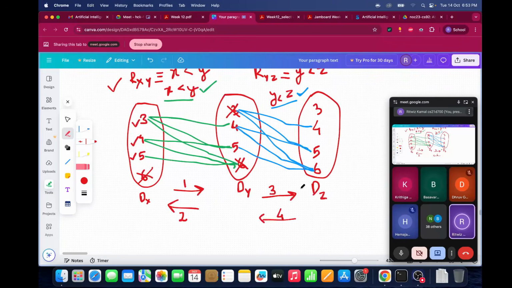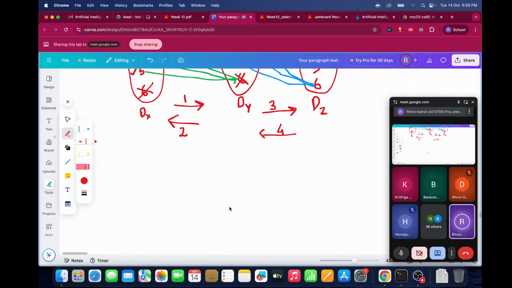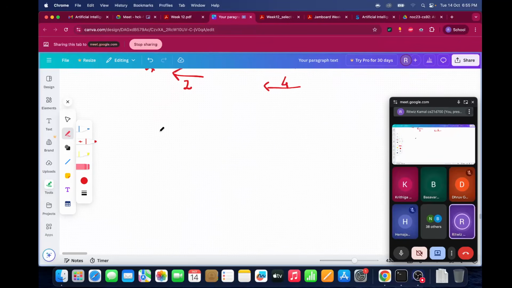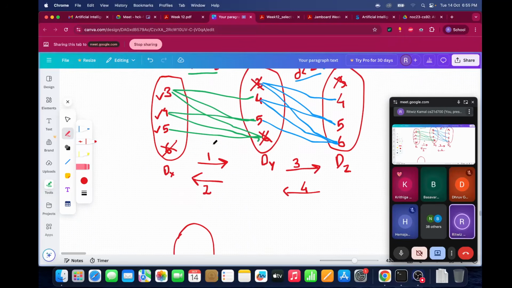And when we do dz to dy, which element from dz will be removed? 3, right? Because this does not have any connection to any element in dy. So now that we have applied the revise function in all possible directions in this constraint graph, let us redraw this graph with the trimmed down domains. Okay, so now we are left with 3, 4 and 5.